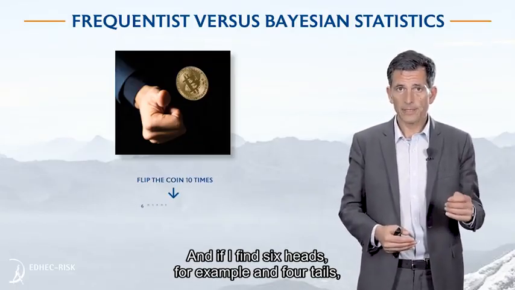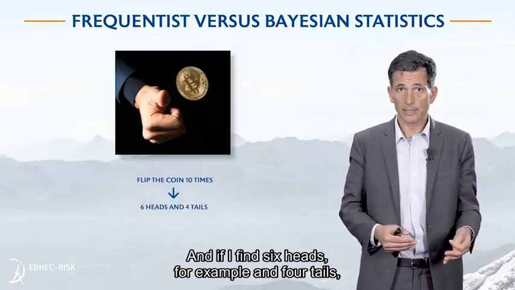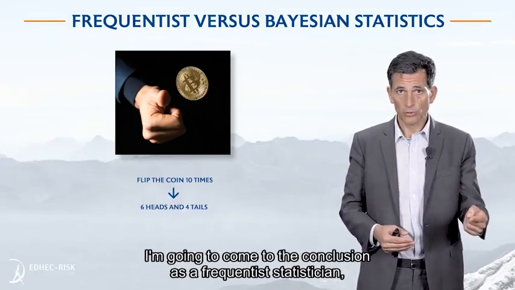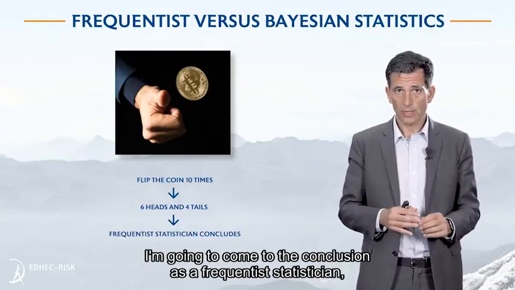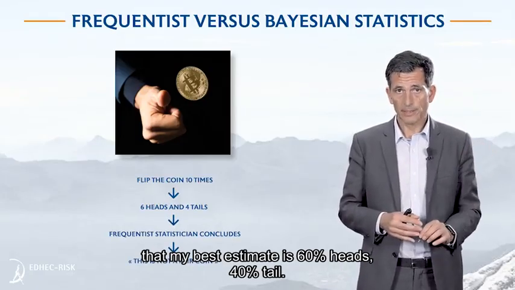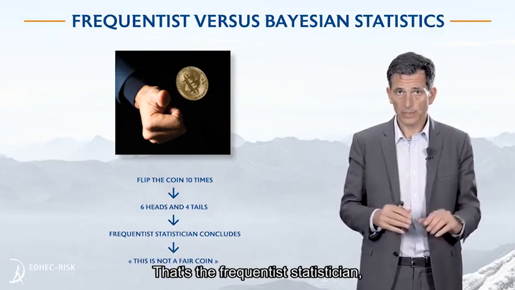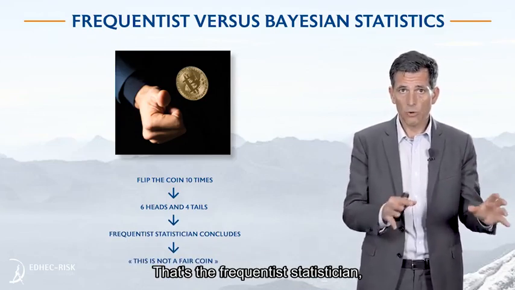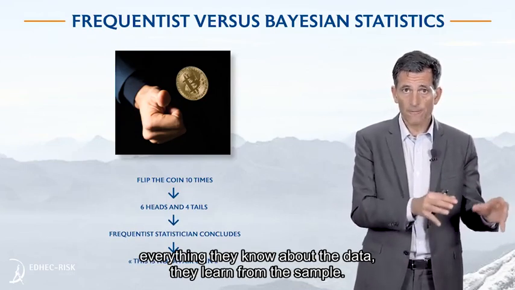And if you flip the coin 10 times, and I find 6 heads, for example, and 4 tails, I'm going to come to the conclusion, as a frequentist statistician, that my best estimate is 60% heads, 40% tails. That's the frequentist statistician. Everything they know about the data, they learn from the sample.